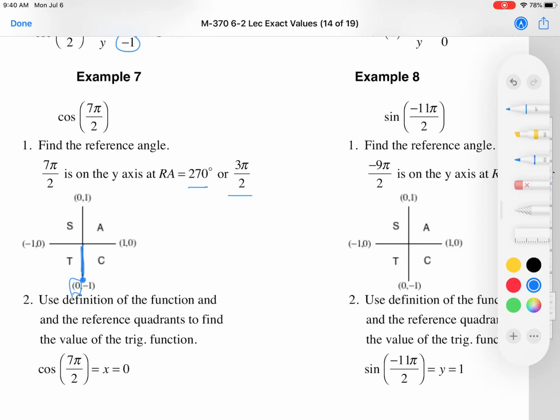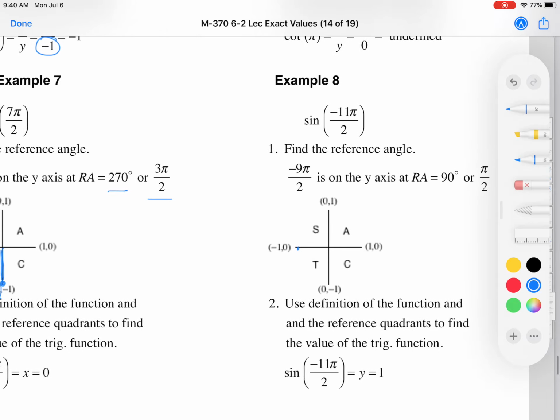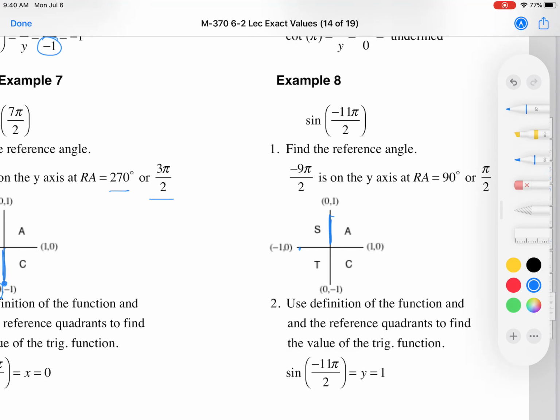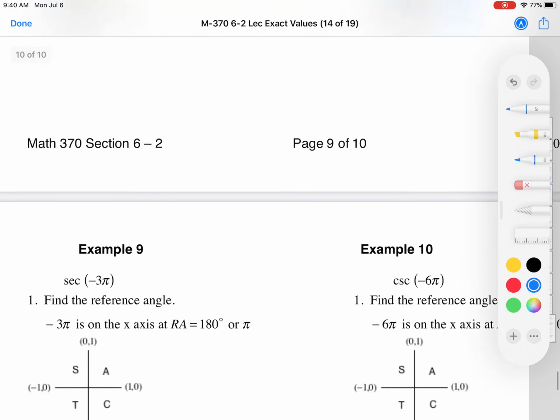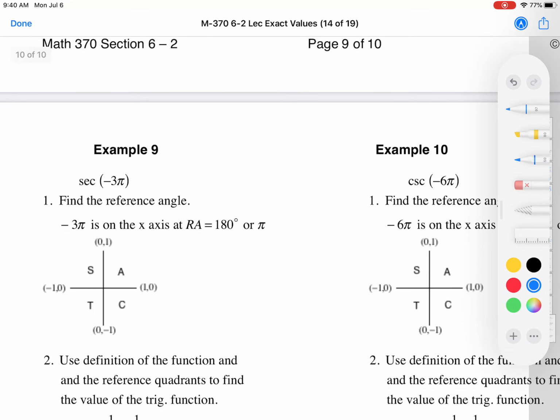Sine of negative 11 pi over 2. So remember, we're going backwards. Be careful here. The closest one would be negative 10 pi over 2, which would be negative 5 pi, which would be right here, and we're going in the negative direction. So we end up right here on this axis, so we're considering the point 0, 1. Sine corresponds to y, and our y coordinate is 1. So these quadrantal angles are pretty easy. They're either 1, negative 1, or 0 or undefined.